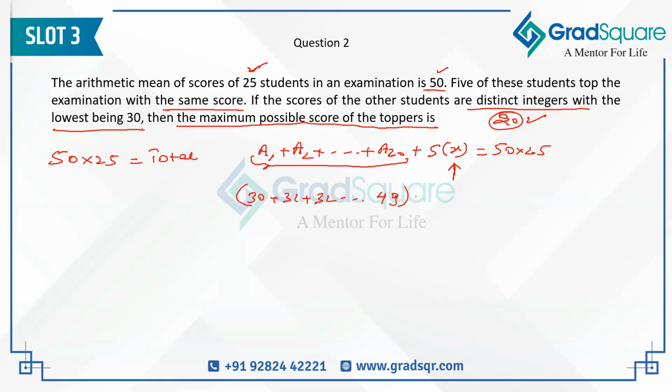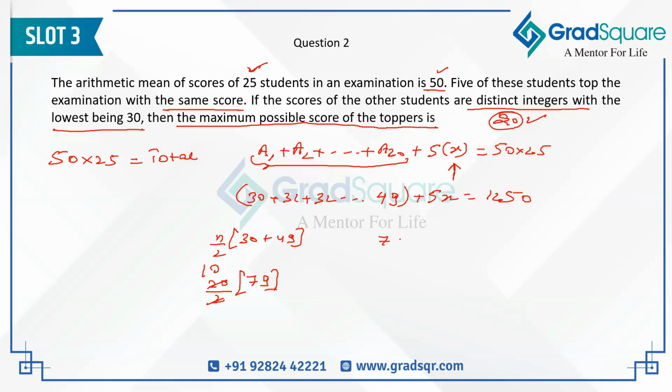So the scores of these 20 students, plus 5 times X, should be equal to 25 into 50, which is going to be 1250. You need the sum of these values. These are consecutive integers that you are looking at. Now, the sum of these 20 values should be n by 2 times the first term plus the last term, which is 30 plus 49, right? And there are a total of how many terms? 20 terms. So 20 by 2 and 30 plus 49 is going to be 79. So if you look at this, this is going to be 790.